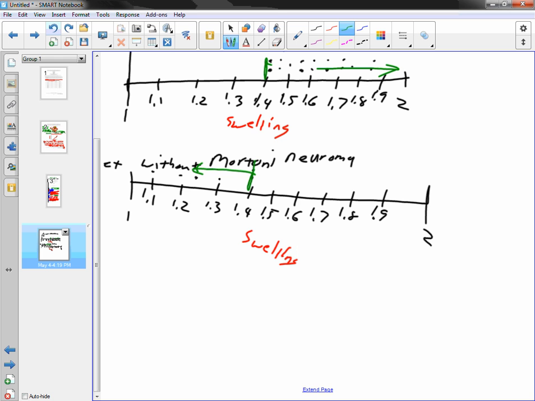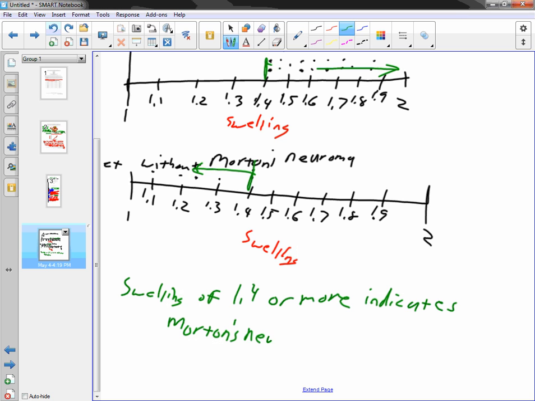So we could say swelling of 1.4 or more indicates Morton's neuroma. Okay? So swelling of 1.4 or more would indicate Morton's neuroma. And that's what they were looking for on the scoring guidelines.